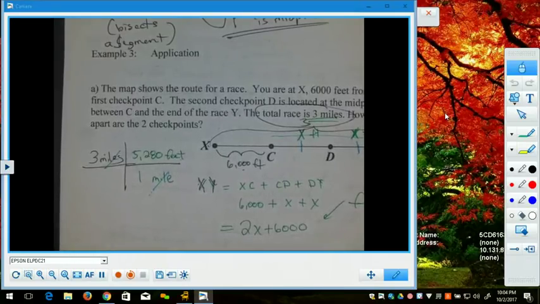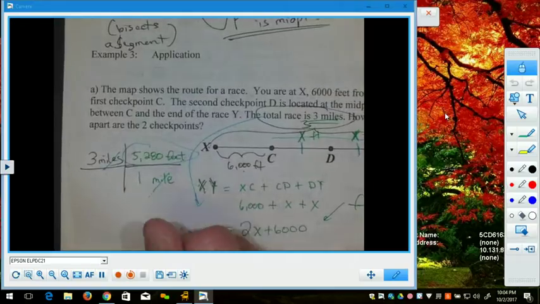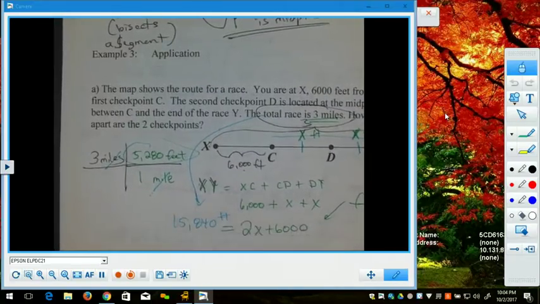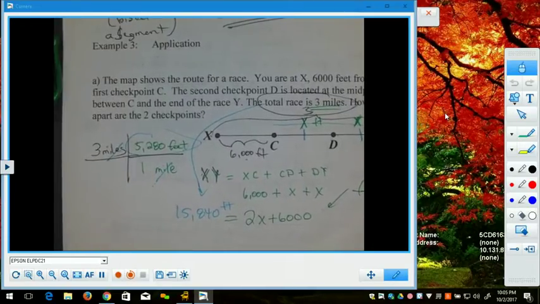So I have 3 times 5,280. You will need to know that number. Maybe you don't know it right now, but you will need to. We're going to use it a lot this year. So that means that the total race, XY, is 15,840 feet. So now that I have an equation and everything's in terms of feet, I can solve.